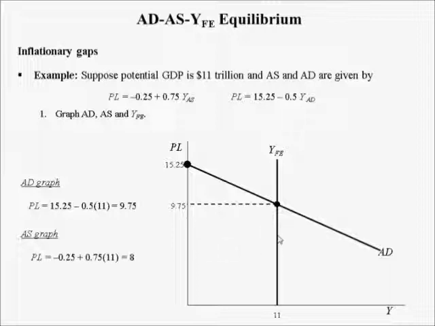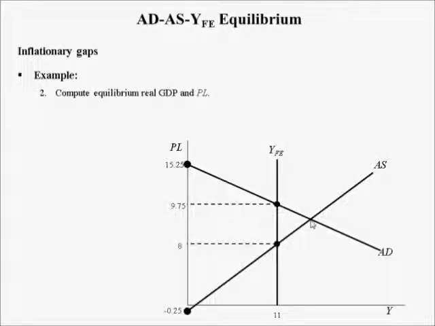The aggregate supply curve's intercept is a negative 0.25. Okay, and the aggregate supply curve slopes up. Now, full employment output is less than real GDP. Real GDP is determined by the intersection of aggregate demand and aggregate supply, which also determines the price level.